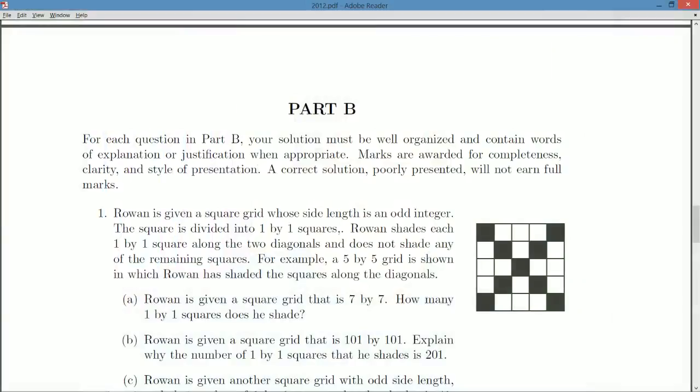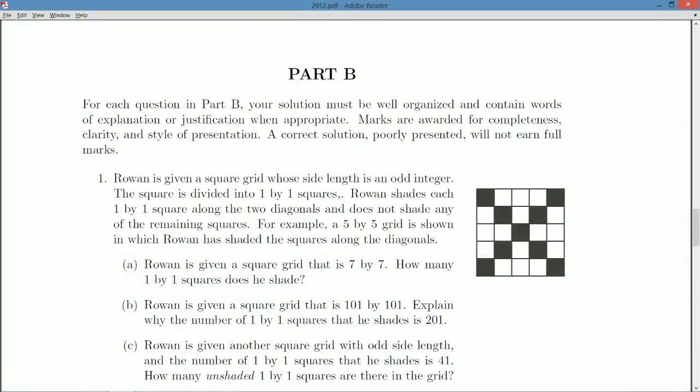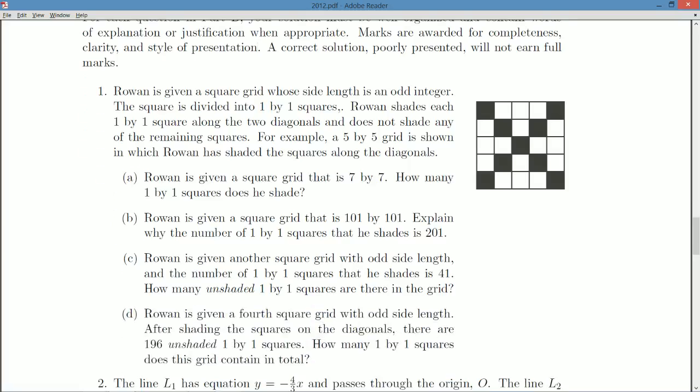Alright, so here we go. And just at the start, they're saying, give full solutions. Let's take a look at question number 1. Rowan is given a square grid whose side length is an odd integer. Okay, so immediately we're thinking numbers of the form 2k plus 1, 2n plus 1. The square is divided into 1 by 1 squares, just like we have shown here off to the right.